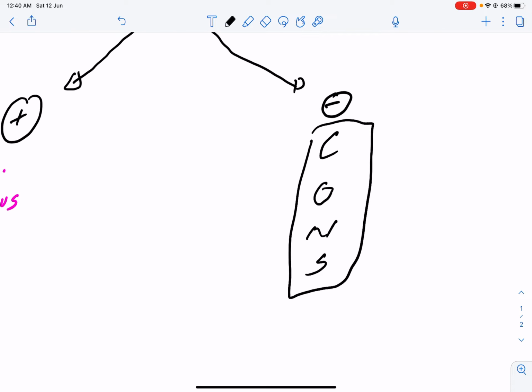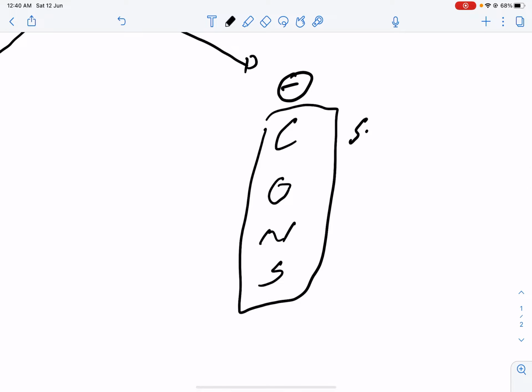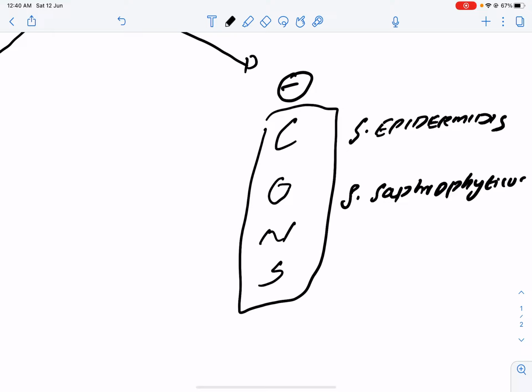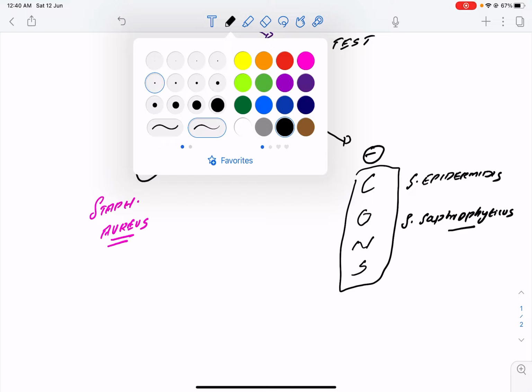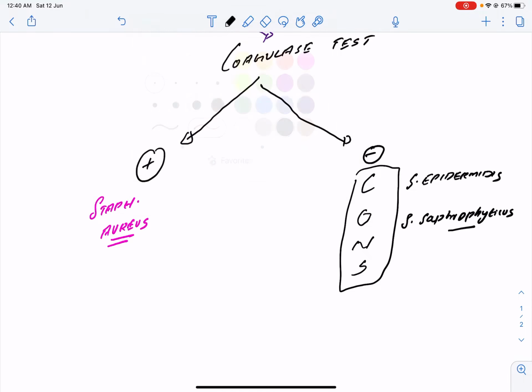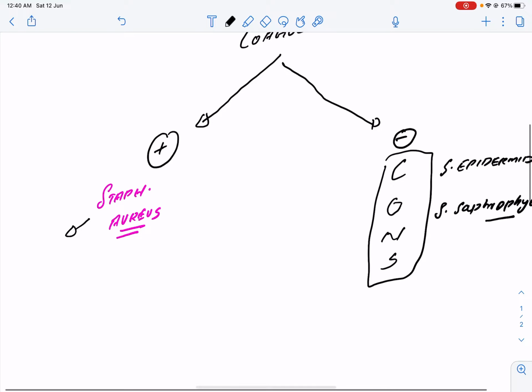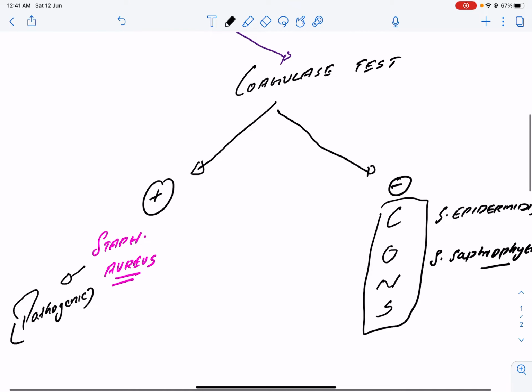And what are they? As everyone knows, they include Staphylococcus epidermidis, then Staphylococcus saprophyticus. So these are the coagulase negative bacteria here. Remember about Staphylococcus aureus, they are completely pathogenic. The coagulase positive part is the pathogenic part. Normally coagulase negative ones are non-pathogenic.